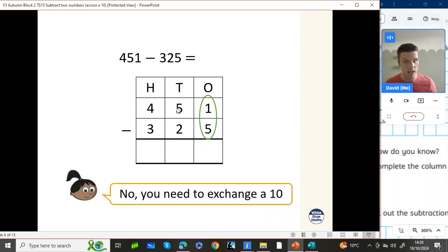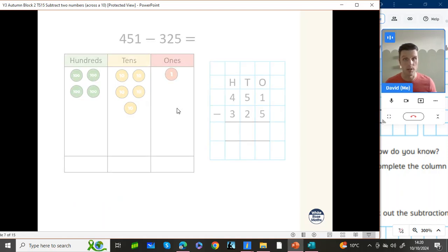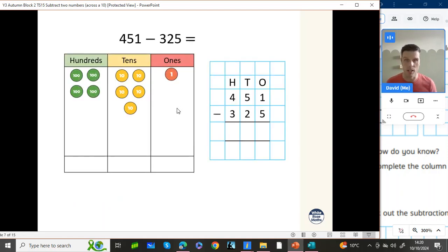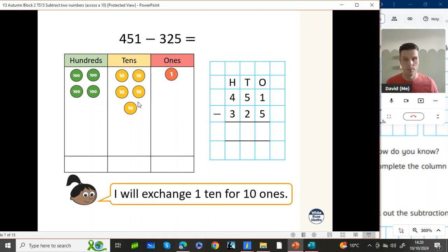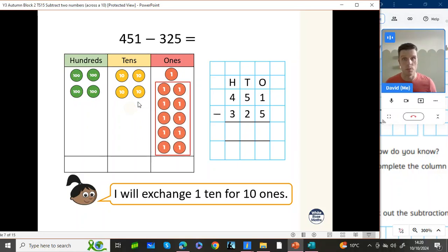And this is called an exchange. And this is how we do it. So if we use our place value chart, as you can see, we've got 5 tens in the tens column at the moment. We're going to exchange one of those for 10 ones. So we place them now. As you notice, that 10 has disappeared from the tens column and has been replaced by 10 ones in the ones column. And this is how we show it in our column subtraction.